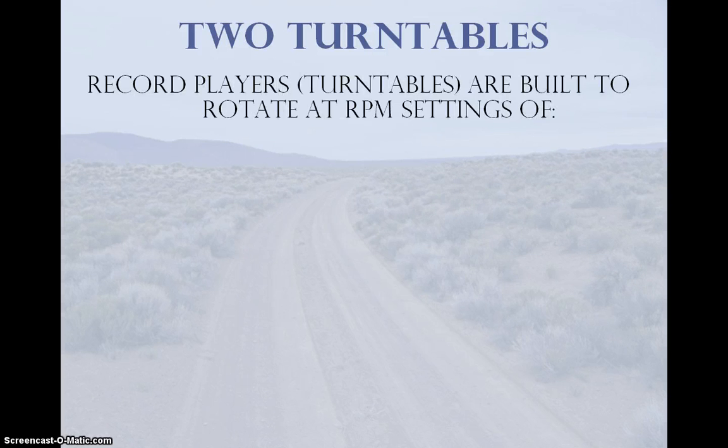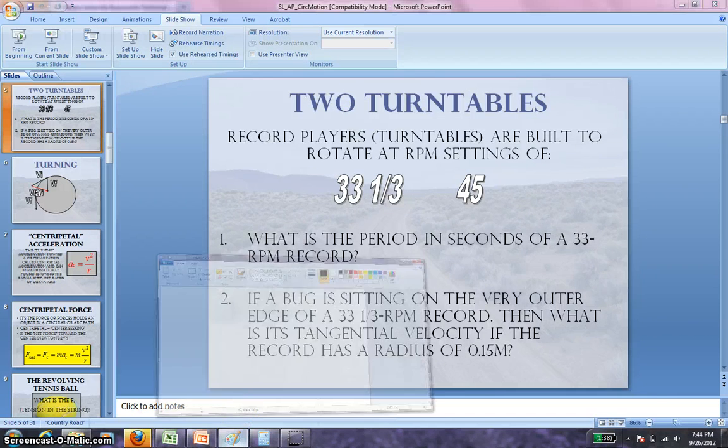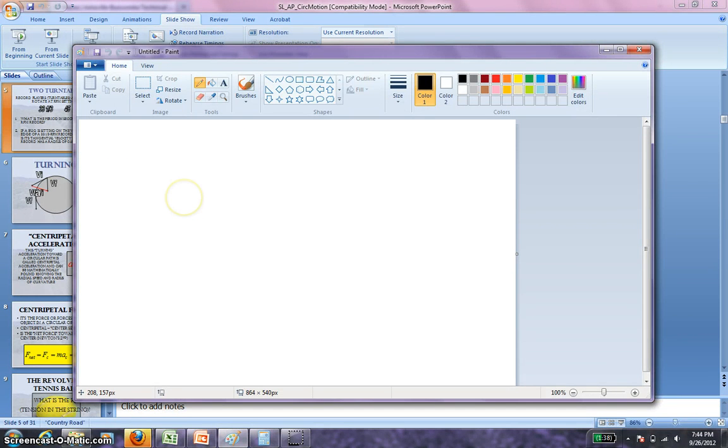Alright, so let's just do a couple of examples. Let's say you have a record player, a turntable. Turntables are built to go at 2 different speeds, or RPMs, which means revolutions per minute. They spin at 33 1/3 and 45 most commonly. There's some other speeds too, but those are the most common record size. So the first question says, what is the period in seconds of a 33 RPM record player? I'm going to go ahead and show you how to do this.